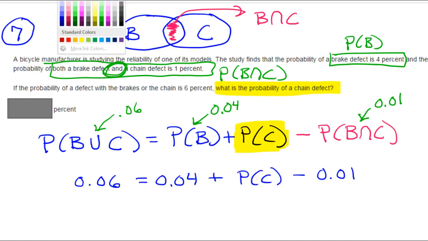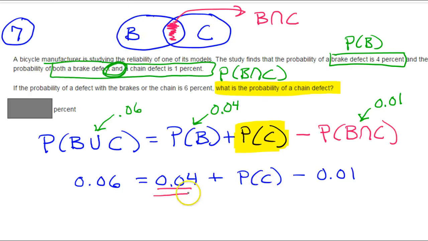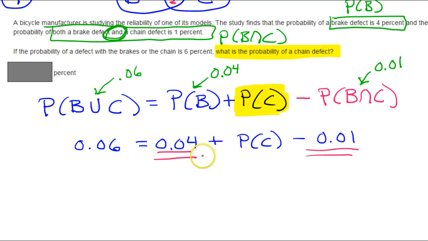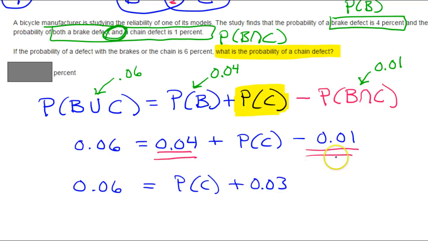I'm going to go ahead and put these two together because they're like terms. 0.04 minus 0.01. You probably don't need a calculator for that. You can probably guess that that'll be 0.03. Then what I have is 0.06 is equal to the probability of a chain defect plus 0.03. I just combined my like terms there. Now to get the probability of a chain defect by itself, I will simply subtract the 0.03 from both sides.